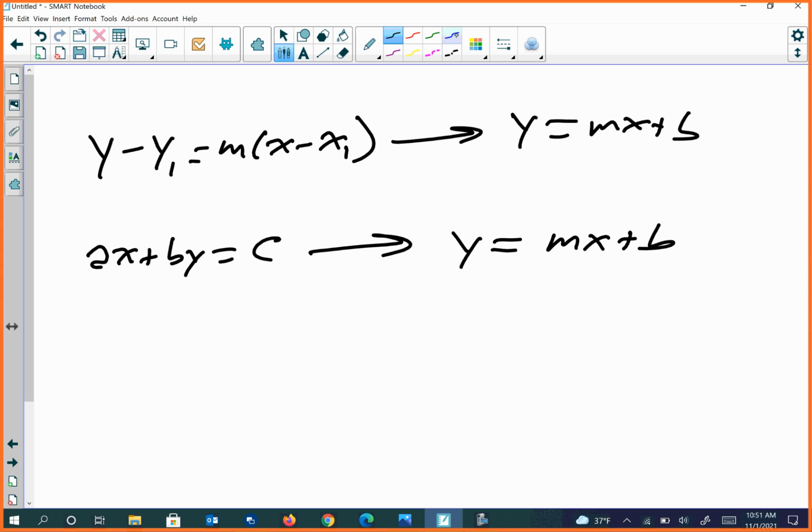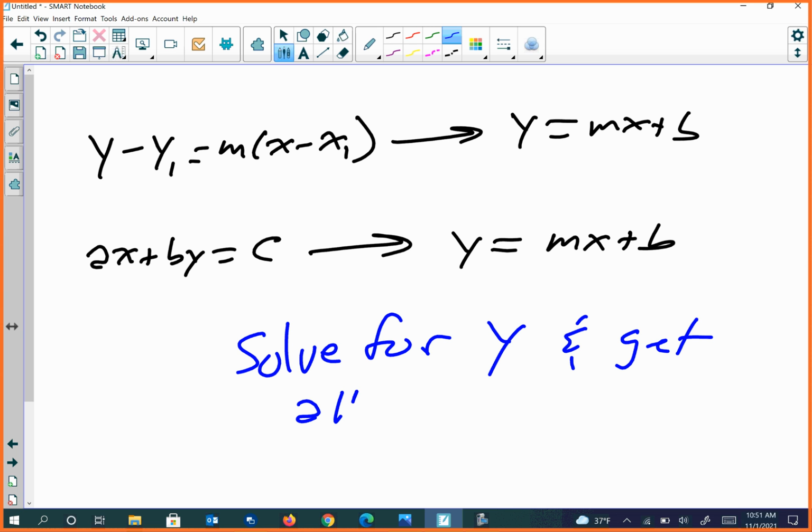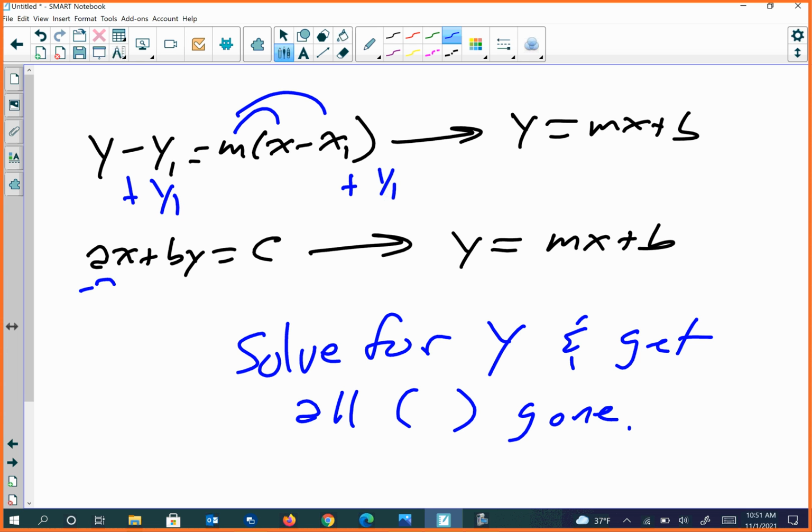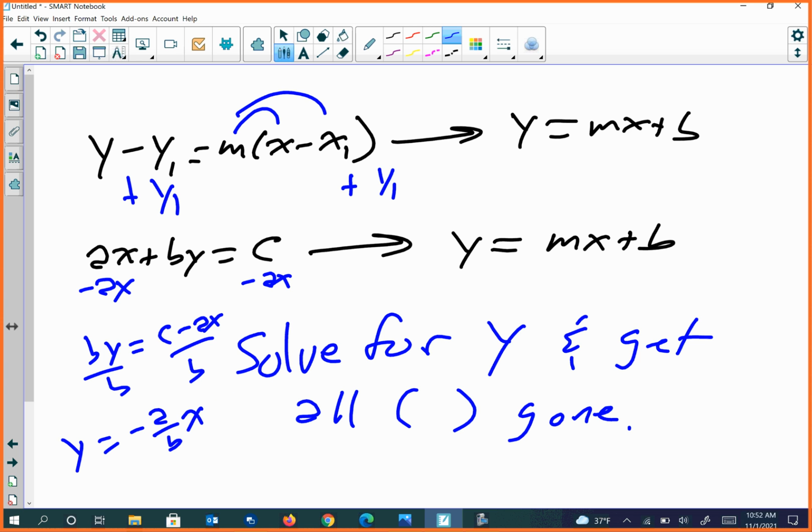Okay? Basically, all it is is solve for y and get all parentheses gone. Okay? So on this one, you distribute and then add 1y, or y1. On this one, I would subtract ax, and these are just using letters. Divide by b. So y equals negative a over b x plus c over b. Which again, if you're just looking at letters, sometimes it looks a little tricky.